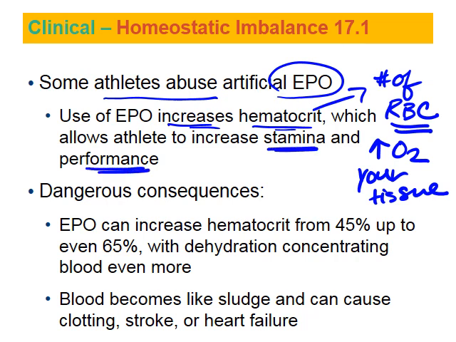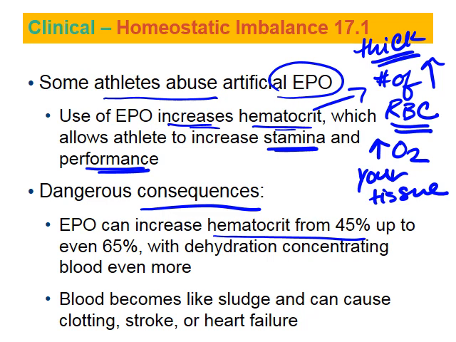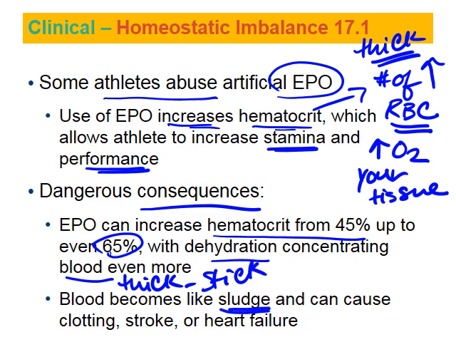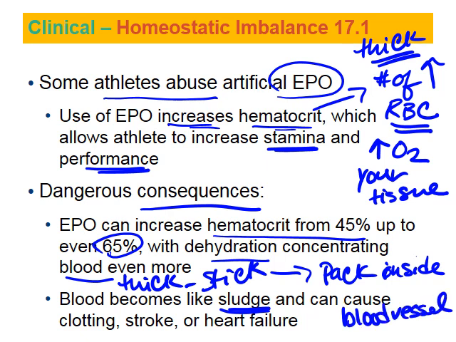But think about this. Why is this bad? If you increase the number of red blood cells, what happens to your blood? It becomes thick. That can cause problems, right? So dangerous consequences if you increase your hematocrit too much, up to 65, and dehydration. You can have blood that becomes thick and sticky, sludge, right? And this sticky blood can pack inside blood vessels. And then that can lead to these things: clotting, stroke, heart failure.